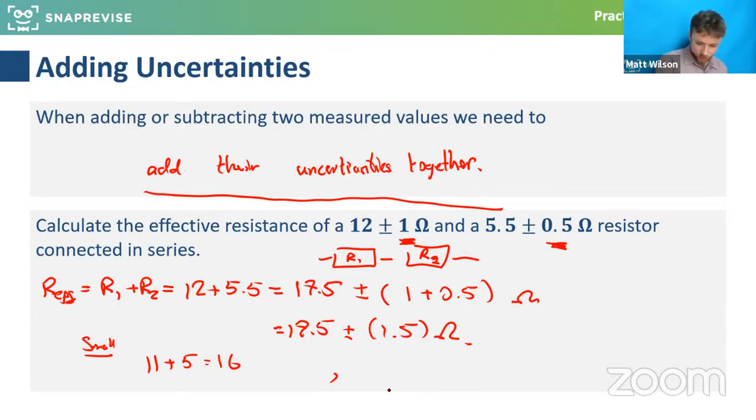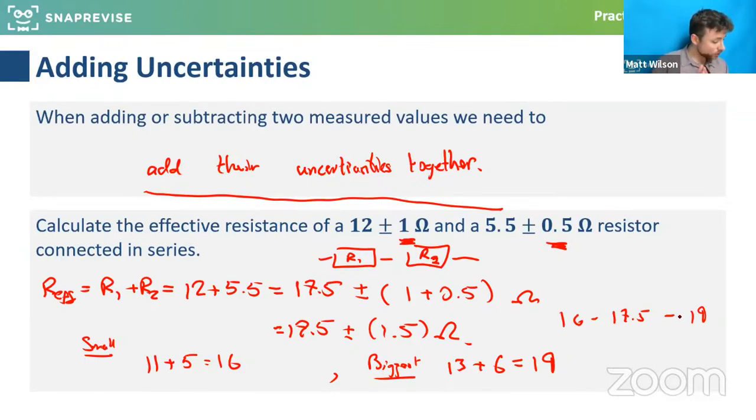The biggest you could have had is what? Well, the biggest value of the first resistance would have been 13. And the biggest value of the small resistance would have been six, and altogether that would be 19. So we know our answer is 17.5, and we know it's somewhere between 19 and 16. And that's exactly 17.5 plus or minus 1.5.